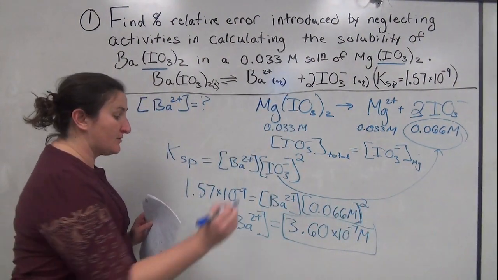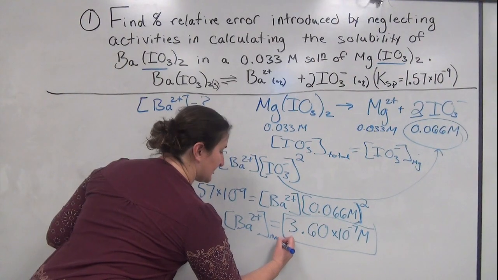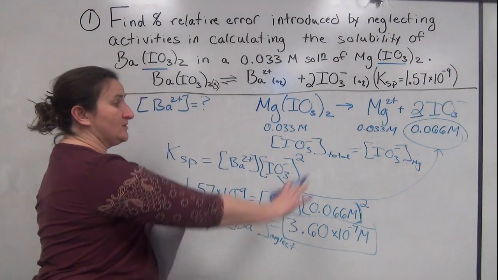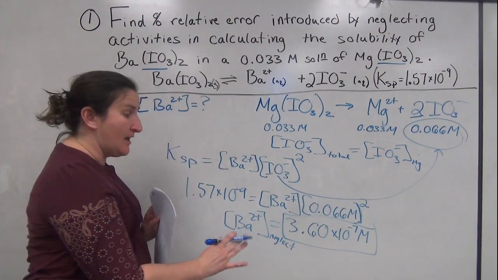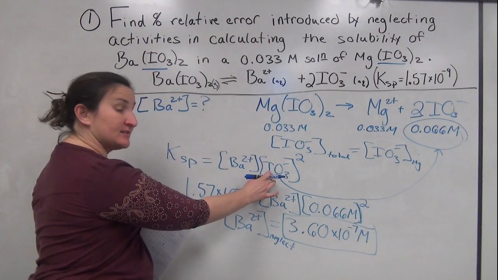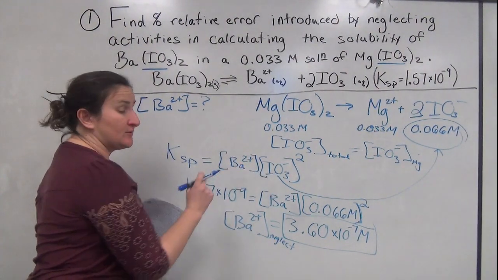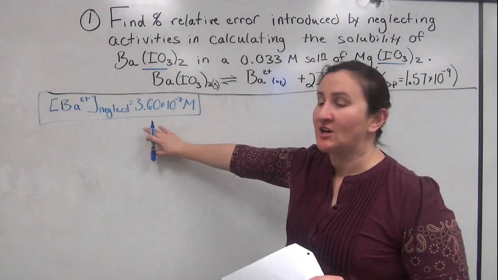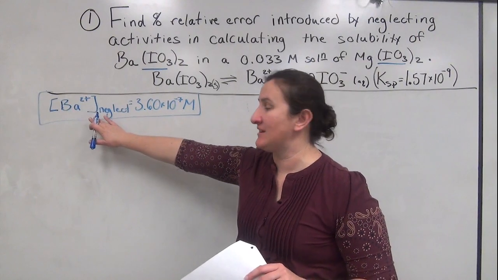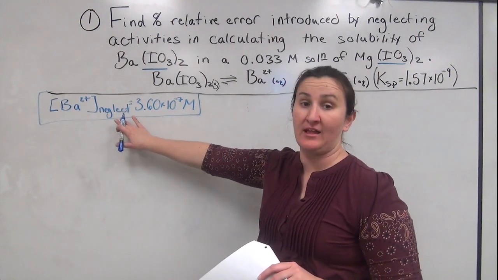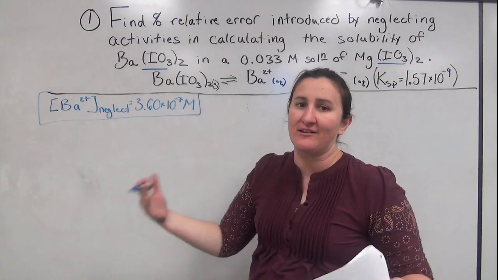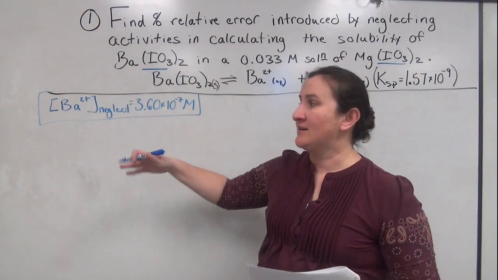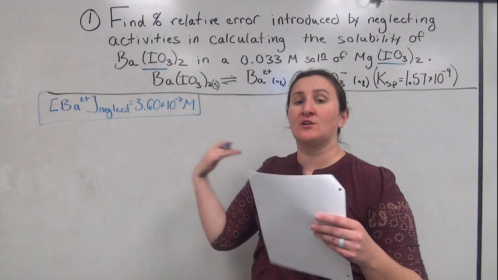All right, so this is my concentration if I neglect my activities. But now we want to redo this whole equation, but instead of including my concentrations, I need to include these activity coefficients in my ionic strength. So we've already figured out how much barium is in our solution if we ignore the fact that ionic strength plays a role. We get this amount of barium. Now let's rework this problem, but let's include them.